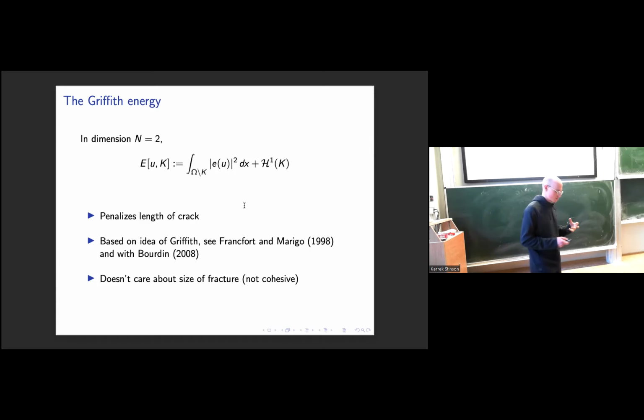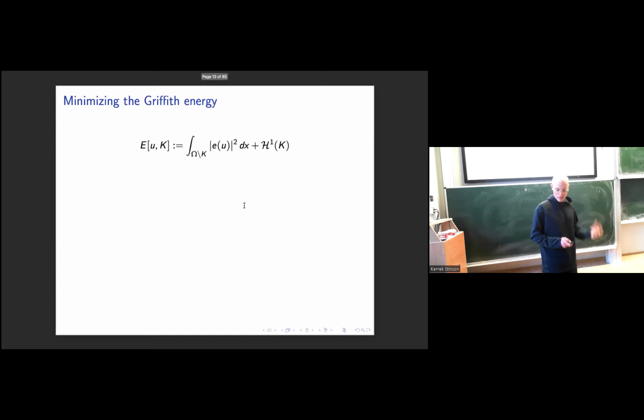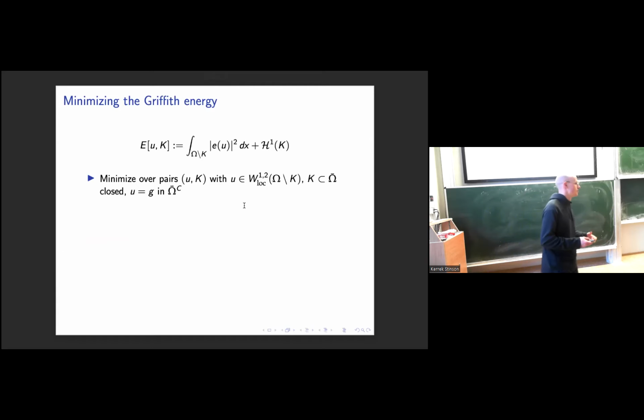Typically when you're looking at a variational model, you're interested in minimizing the energy. And minimizing the Griffith energy classically happens over pairs. So you consider basically a locally Sobolev function. This is your displacement. You assume it's Sobolev away from the crack, and then the crack you assume is a closed set. That way you're working with an actual Sobolev space on an open set. So you want to minimize over pairs like this.